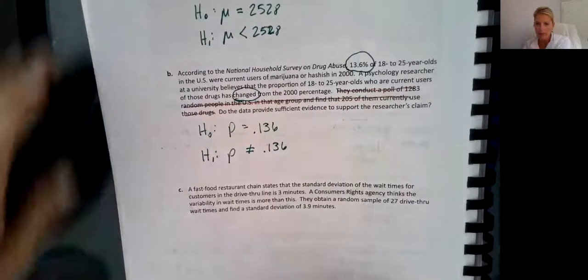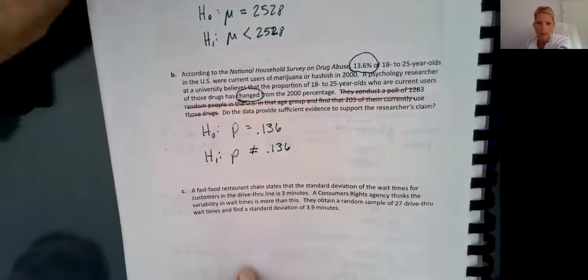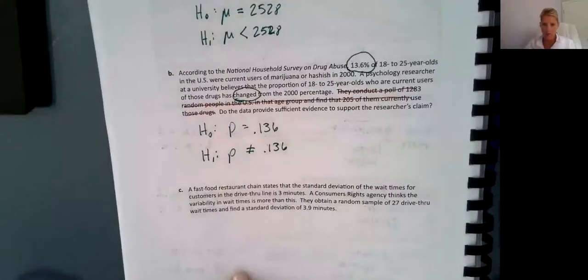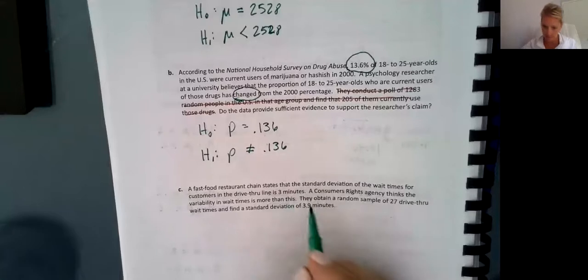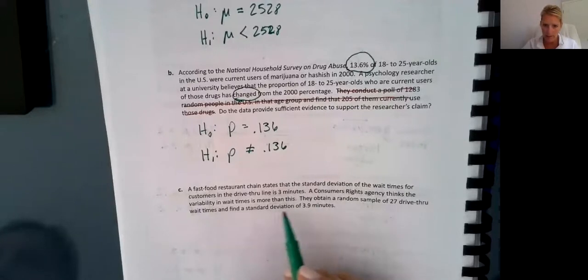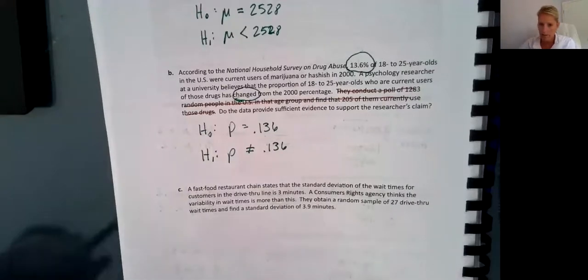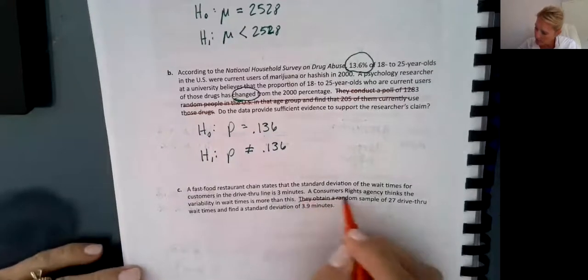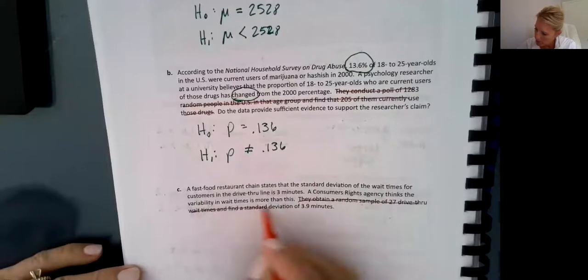The third example here says a fast food restaurant chain states that the standard deviation of the wait times for customers in the drive-through line is 3 minutes. A consumer's rights agency thinks the variability in wait times is more than this. They obtained a random sample of 27 drive-through wait times and find a standard deviation of 3.9 minutes. Okay, so the business about this sample, we don't even have to worry about yet.